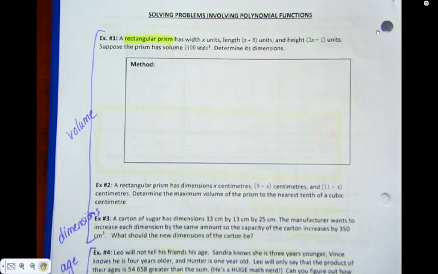Well, what's a prism? Way back in grade 10. What's a prism versus a pyramid, which is the other thing? So what's the difference between a prism and a pyramid? A prism has two bases. A pyramid has one. What's a rectangular prism? Right here.